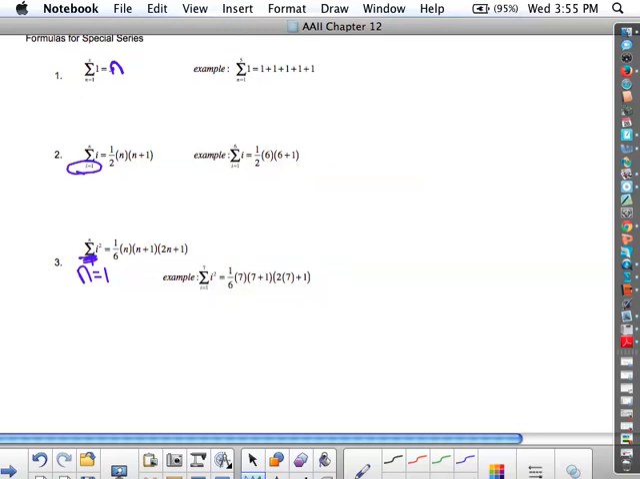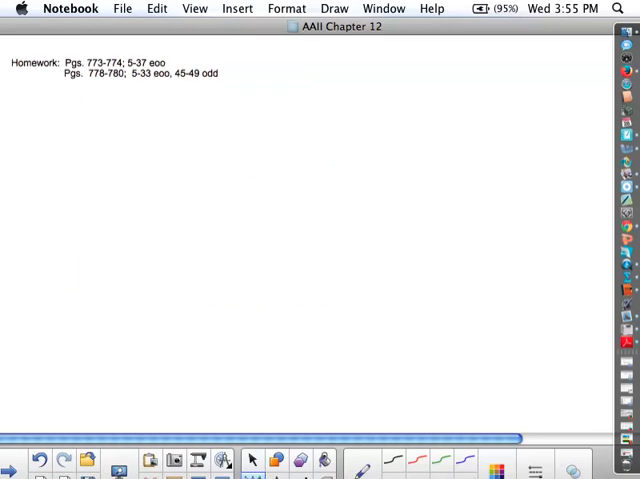And that's actually all for the notes for today. So if you could take a look at a few of those problems on pages 773 to 774, 5 through 37, every other odd, and then page 778 through 780, 5 through 33, every other odd, and then 45 through 49. I don't think they're terribly difficult or terribly challenging. They're just asking you to rewrite something in summation notation or to identify certain things that we've talked about in these sections.